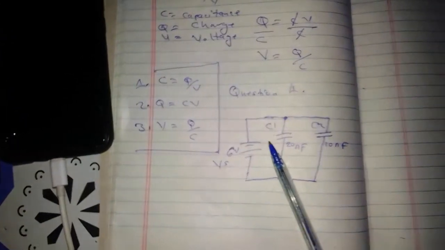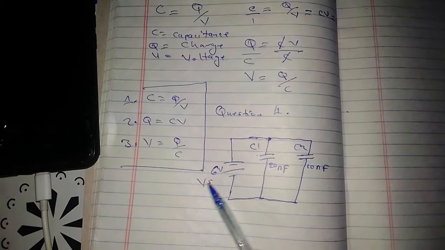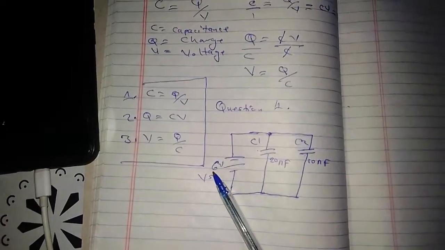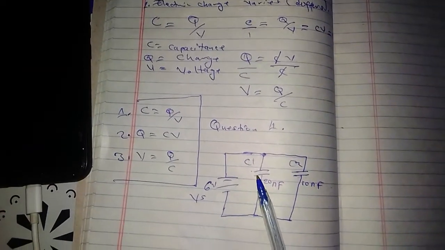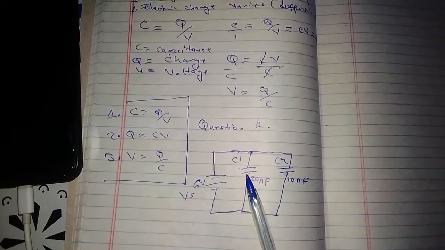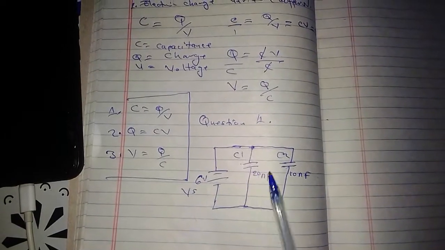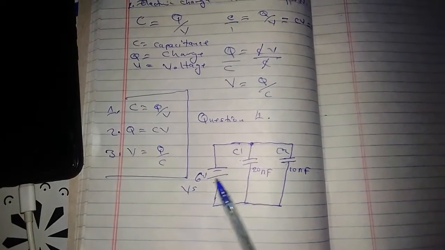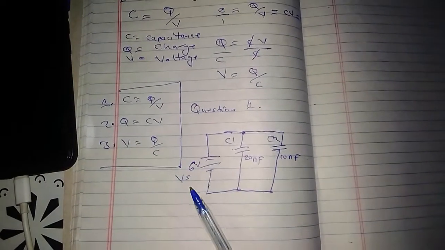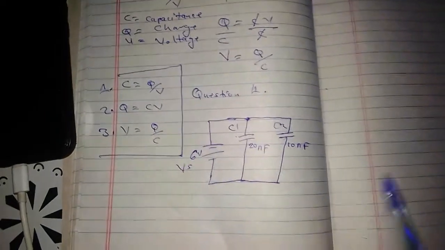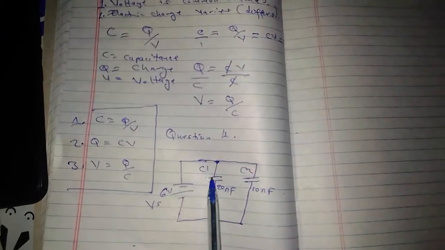So this is a simple circuit whereby the capacitors are connected in parallel with a supply voltage, a battery. So capacitor 1, capacitor 2. Now, if capacitors are connected in parallel, to calculate the total capacitance or the equivalent capacitance in the circuit, it is the summation of all the individual capacitors. In this circuit, the capacitors are 2.